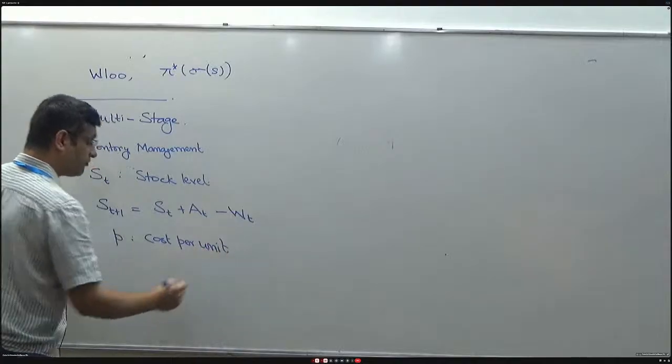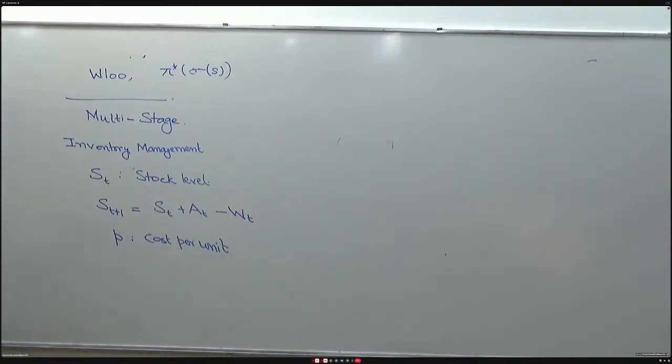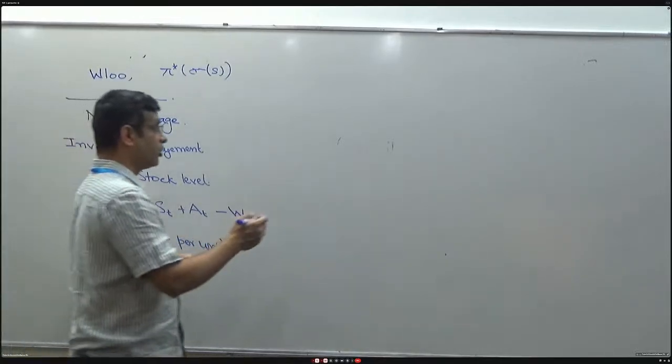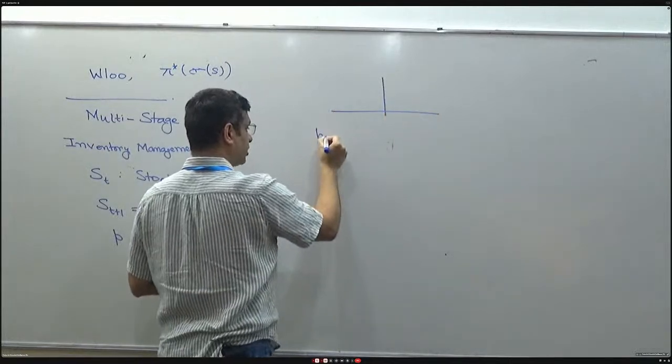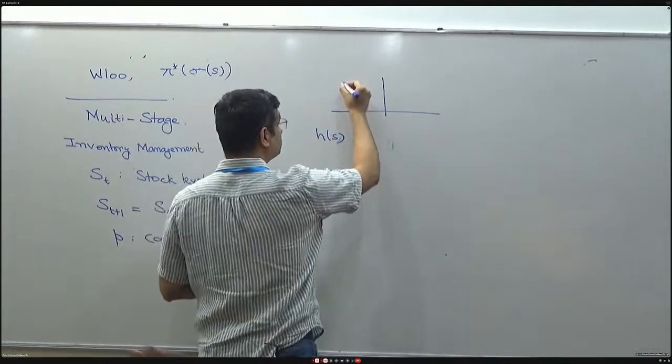So if I place an order for A items, I have to pay P times A. In addition, I have a holding cost. And the holding cost depends on whether my inventory level is positive or negative. So I'm going to make the following assumption, that I have a holding cost H of S, which has this shape.